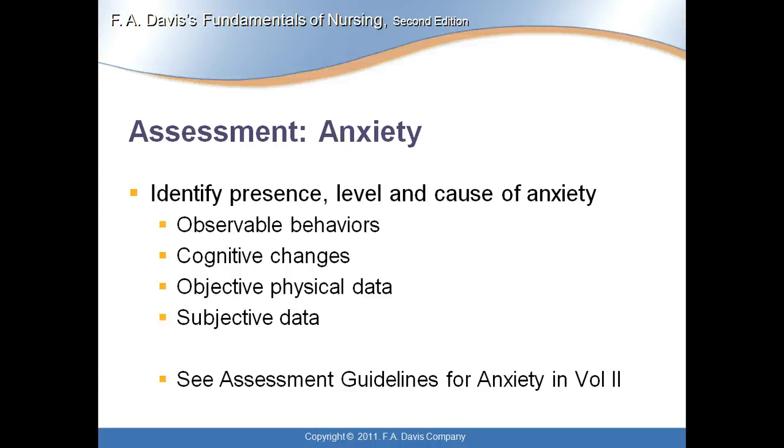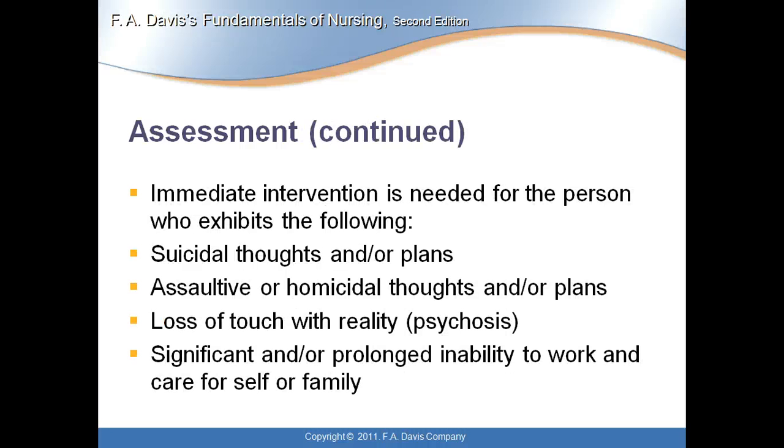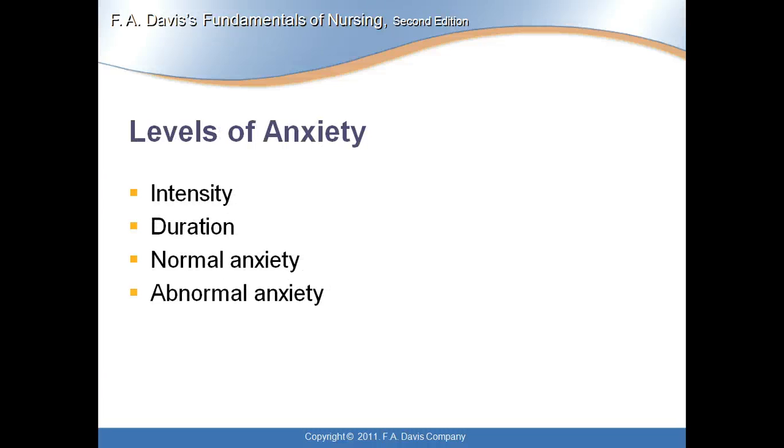To do an assessment for anxiety, you're going to identify the presence, level, and cause of anxiety. You're going to assess for observable behaviors, cognitive changes, objective physical data, and subjective data. You're also going to assess whether immediate intervention is needed for the person who exhibits the following: suicidal thoughts or plans, assaultive or homicidal thoughts or plans to do so, loss of touch with reality, or significant or prolonged inability to work and care for self or family.